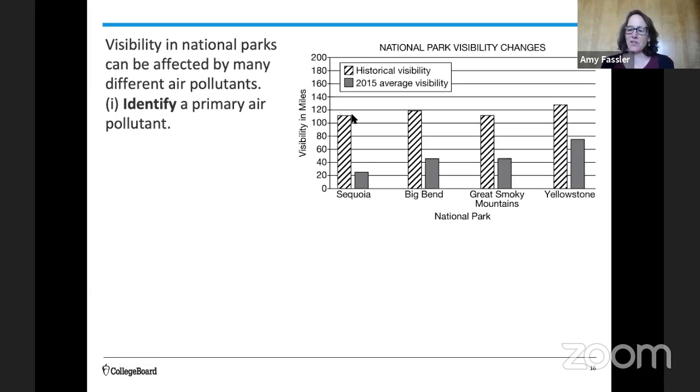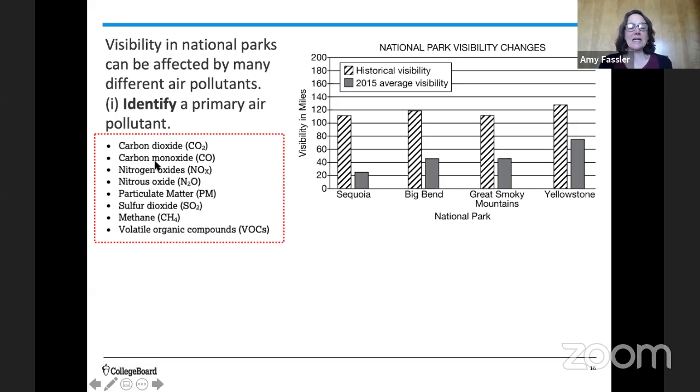The National Park System recognizes this as a pretty big problem and is looking at some ways to mitigate it. But because visitation is up and we all like to drive our cars through the park, there's a big decrease in visibility. One primary pollutant, that should be pretty easy. You could have listed any of the carbon, nitrogen, or sulfur oxide compounds. There's a few others there. Like I said, we'll look at VOCs and particulate matter in more detail.